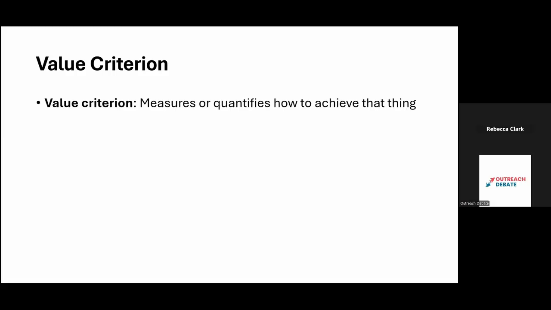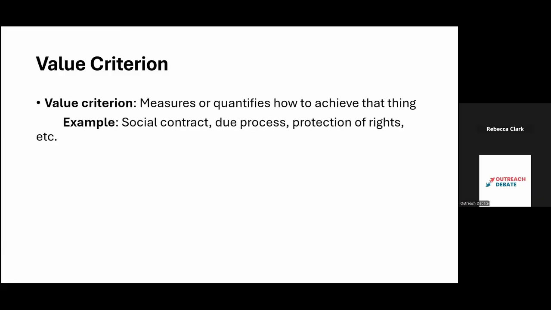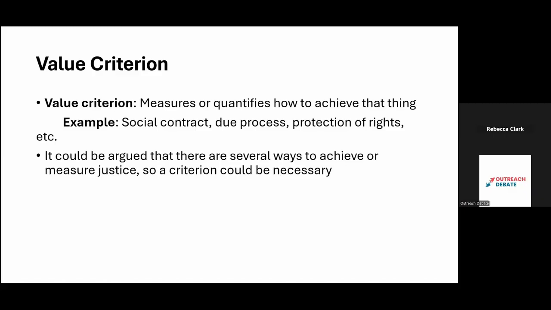So again, the value criterion measures or quantifies how to achieve that thing that's your value. So example, if I were setting justice as a value for a value criterion, I could talk about the social contract. I could talk about due process, the protection of rights, etc. And there are hundreds of different ways I could argue technically that we can achieve justice. So the value criterion just clarifies a measure or a link by which we achieve that value.